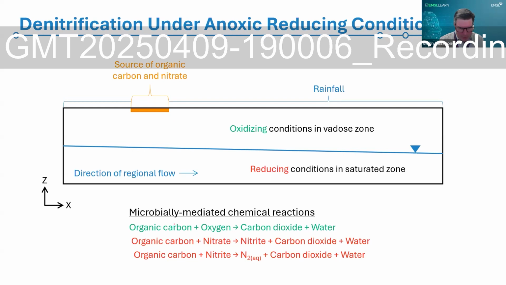These are our microbially mediated reactions, and in this case, there is inhibition. So the middle nitrate reduction right here cannot occur until the oxygen concentration is below a certain threshold concentration. Same thing goes for nitrite. Nitrite cannot be reduced until the nitrate is below a certain threshold concentration.